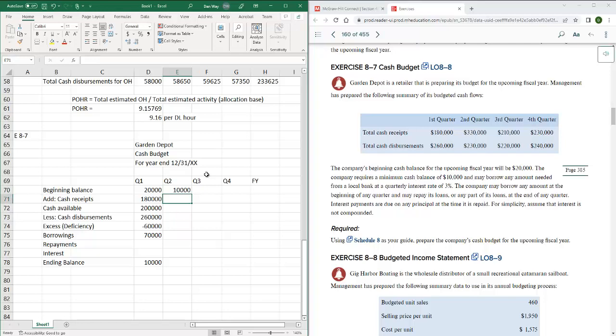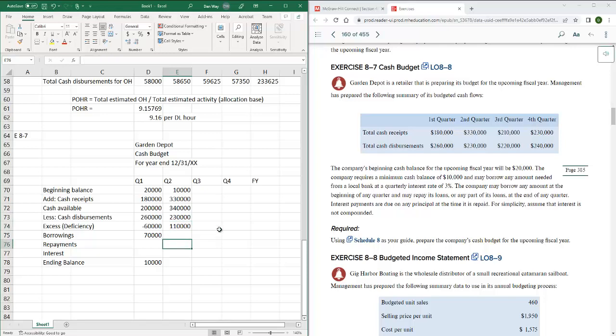Now that becomes the beginning balance here in Q2. To that, we're going to add the cash receipts of $330. That gives me total cash available, just to be explicit, of $340. We're projecting disbursements in Q2 of $230. So my projected excess is the difference there, $340 minus $230, or $110,000. Now I can go ahead and repay this loan I had taken in Q1.